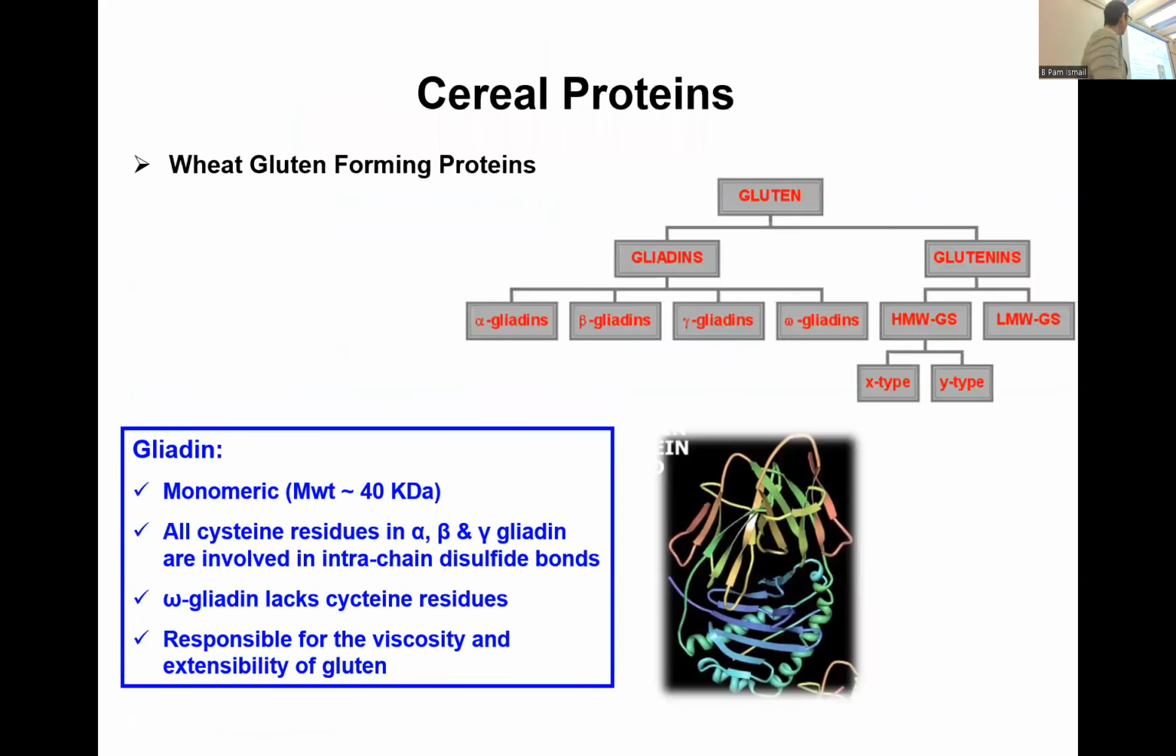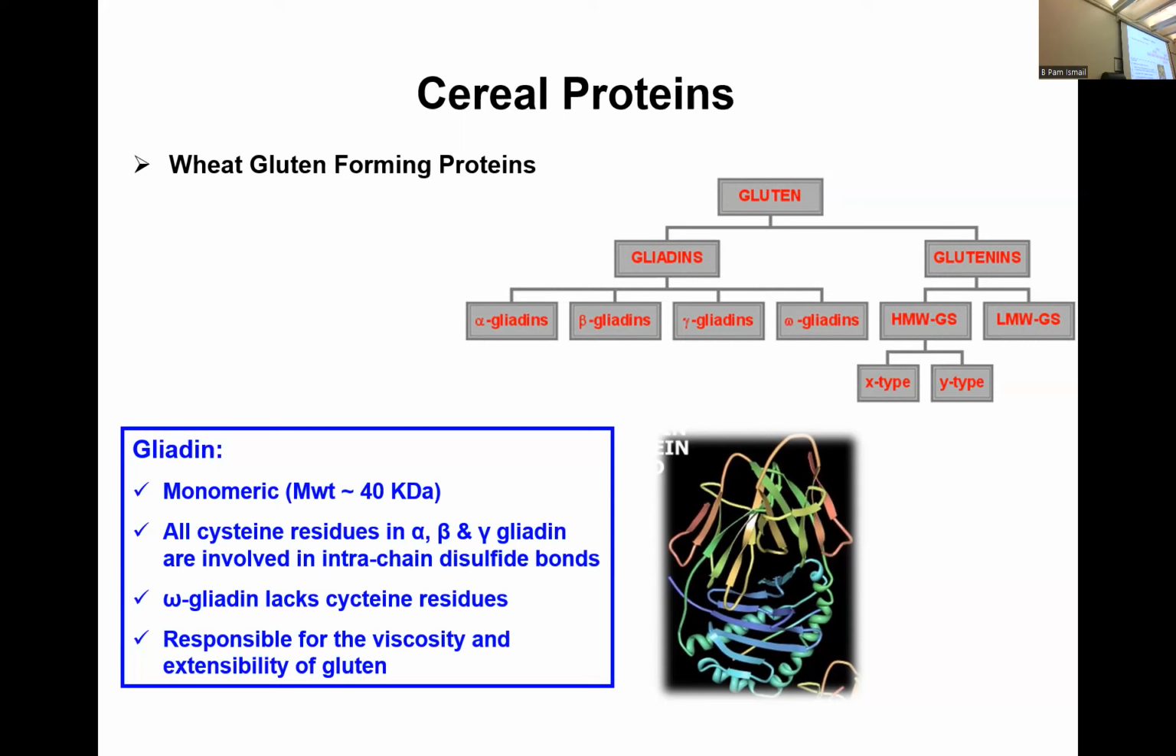All right. So speaking of gliadins and glutenins, the gluten forming proteins are the gliadins and glutenins, and underneath each of those there are different types. Under gliadins, you'll have the alpha, beta, gamma, and omega. And under glutenin, there are two categories: the high molecular weight glutenins and the low molecular weight.